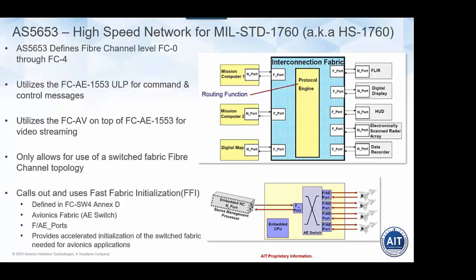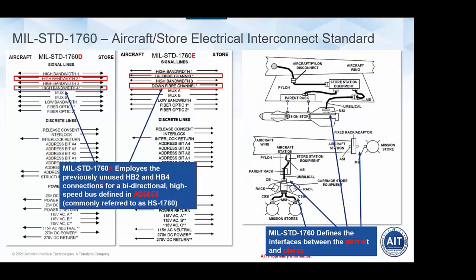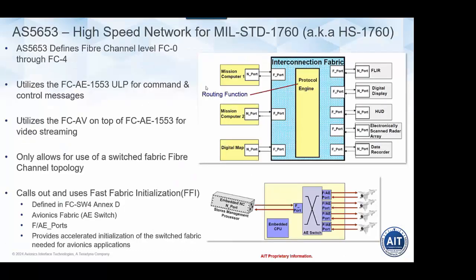So AS5653 is the protocol. It's a Fibre Channel protocol produced by SAE, the Society of Automotive Engineers, and it defines the network interface, or that high-speed network interface that is used on that Fibre Channel link that was added in MIL-STD-1760E. It's an upper layer protocol that defines the command and control messages. It utilizes, or calls out and incorporates, FC-AE-1553 and also FC-AV for video streaming over FC-AE-1553.